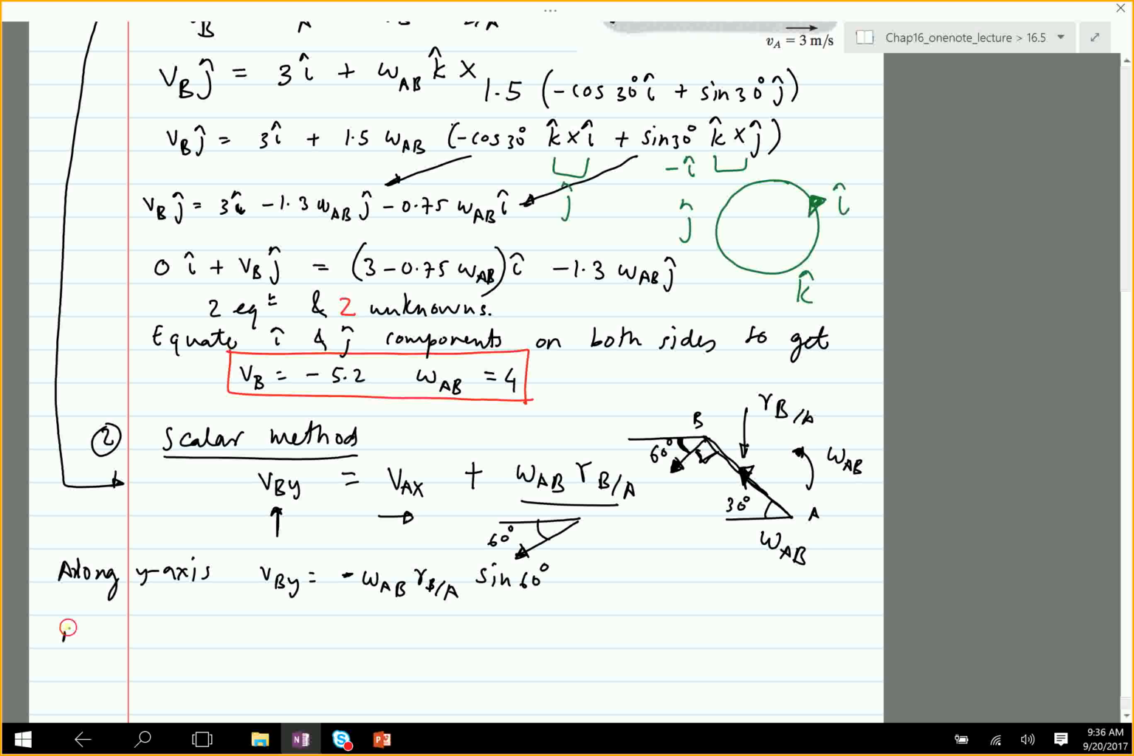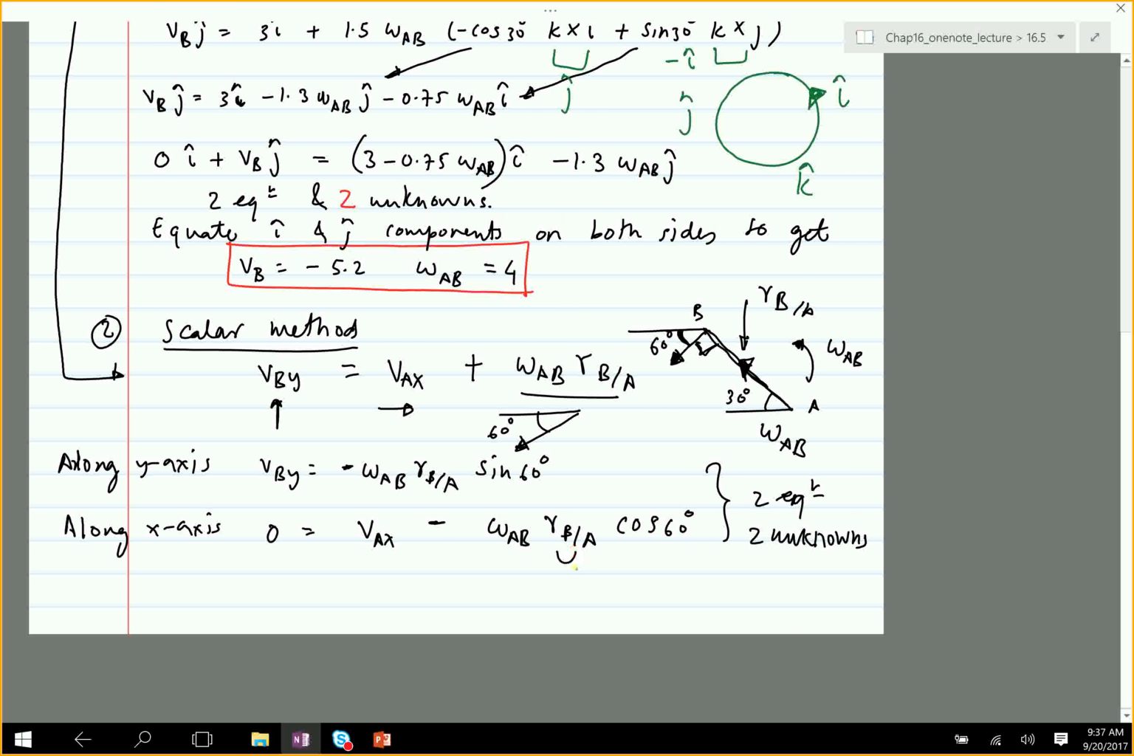Right, and then along the x-axis, on the left side I only have VB in the y direction, so the x component is 0. So 0 equals VAX plus omega AB RB with respect to A. Well, I'm not sure of the sign. It should be minus, yeah, RB with respect to A. So let's see what direction this arrow points in the x-axis. We need to resolve it along this x-axis. So it's going to be cosine 60, but the direction is negative i, so it's going to be negative cosine 60 degrees.